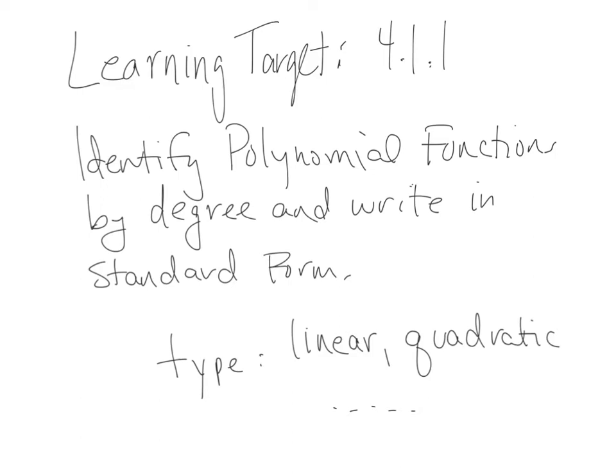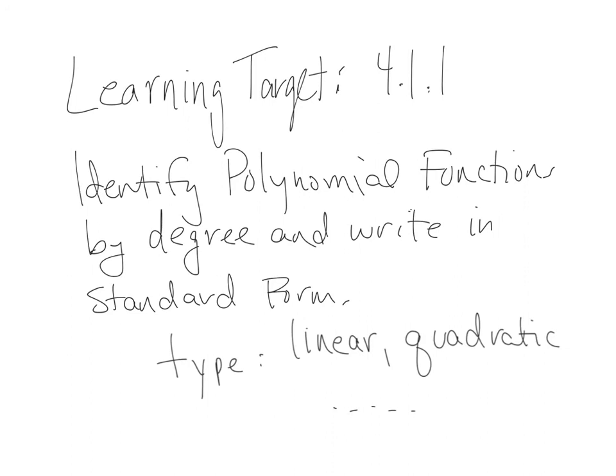All right, for section 4.1, our first objective wants us to be able to identify polynomial functions by degree and write in standard form. And also I think I need to add, not only do we need to be able to identify the degree, but we should be able to say what the type is, and the type comes from the degree. When we say type, we're talking about anything that's x to the first power. Well, that's linear because we get straight lines out of those. Anything that's x to the second power, well, that's quadratic.